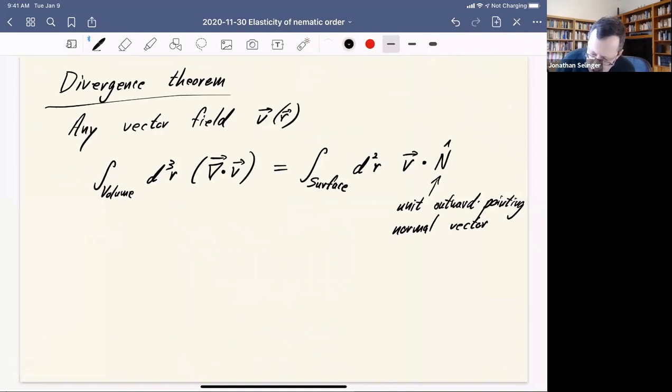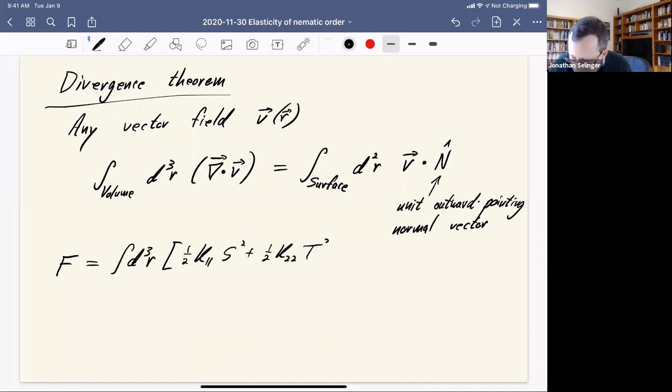It tells us then that the free energy will be the integral over a volume of 1/2 k11 splay squared plus 1/2 k22 twist squared plus 1/2 k33 bend squared. Okay, that's the volume integral. And then minus k24 times a surface integral.